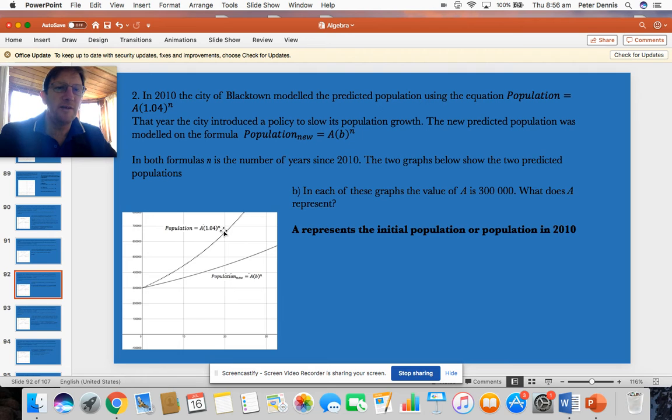So Blacktown City Council want to do something. They don't want to double their population in 20 years. So A, the initial population, is 300,000. That's what A represents.